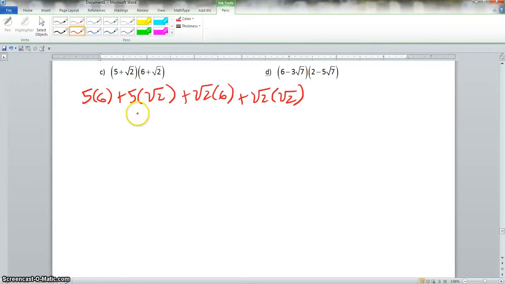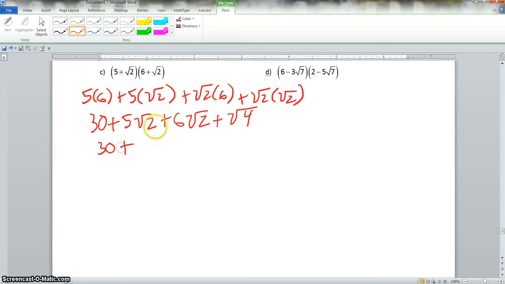Okay, picking up where we left off, we did the distributive property of this binomial multiplied by this binomial. So 5 times 6 is 30, plus 5 times the square root of 2 is 5 square root 2, plus the square root of 2 times 6 is 6 square root 2, and the square root of 2 times the square root of 2 will give you the square root of 4. So we have 30 plus 5 square root 2 plus 6 square root 2 is 11 square root 2.